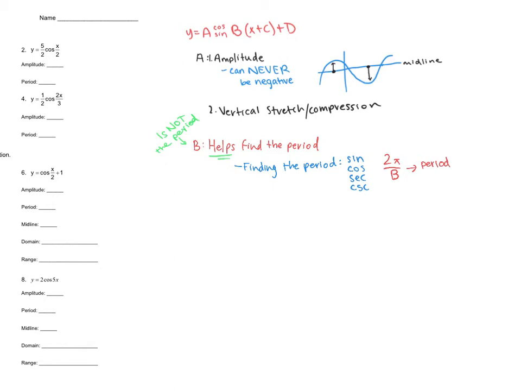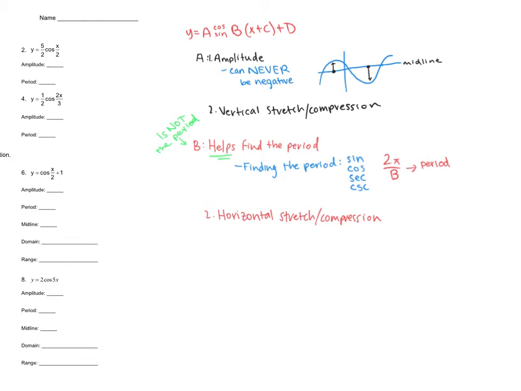Now the second part of our b value goes back to what I said earlier. Every part of the equation determines a transformation. So the b value's transformation, let's look at number 2, is horizontal. This determines horizontal stretch and compression. So your a value determines vertical stretch and compression, while your b value determines horizontal stretch and compression.